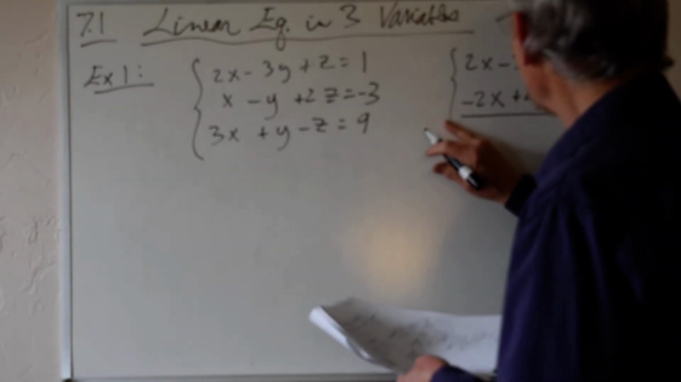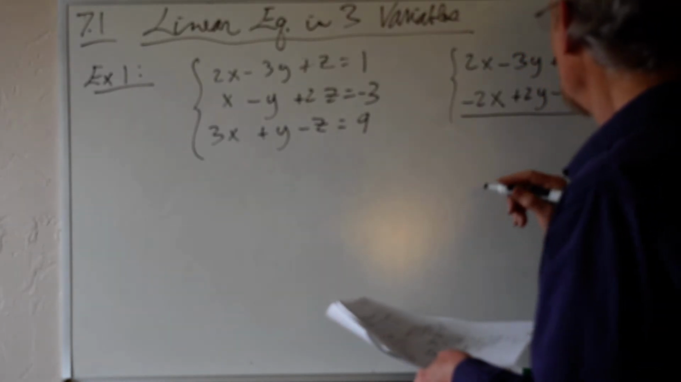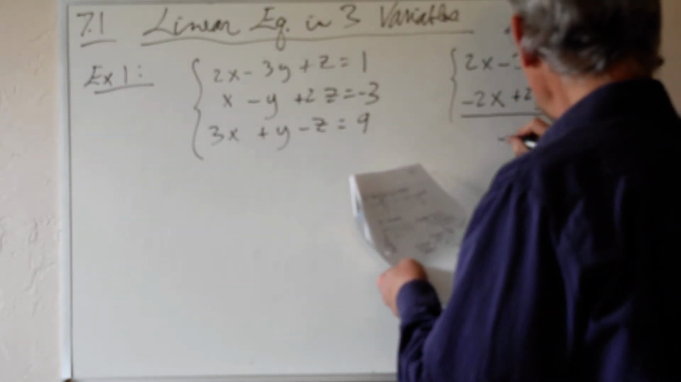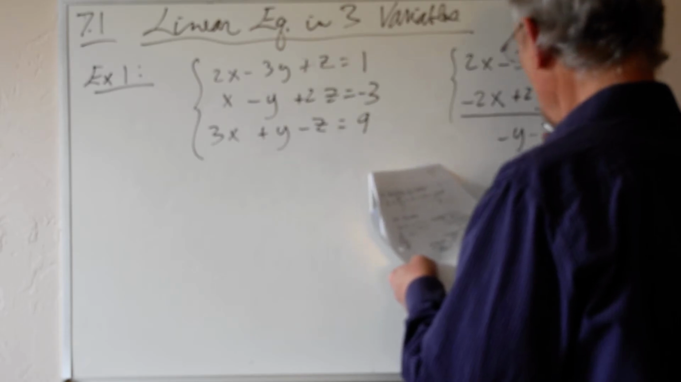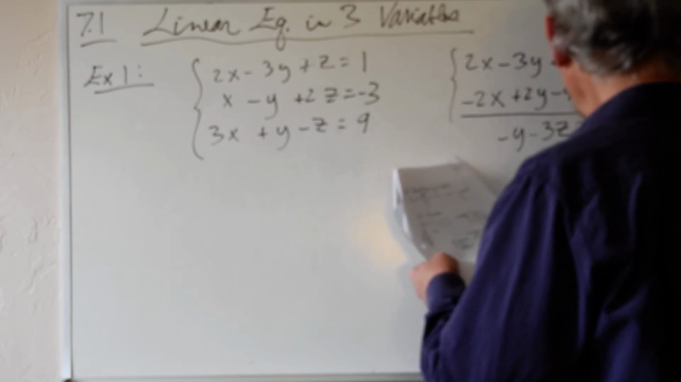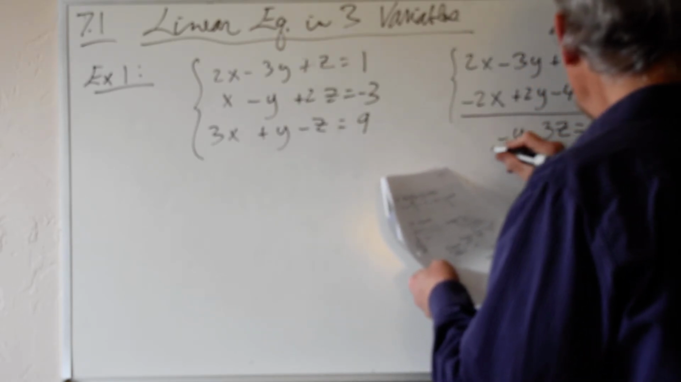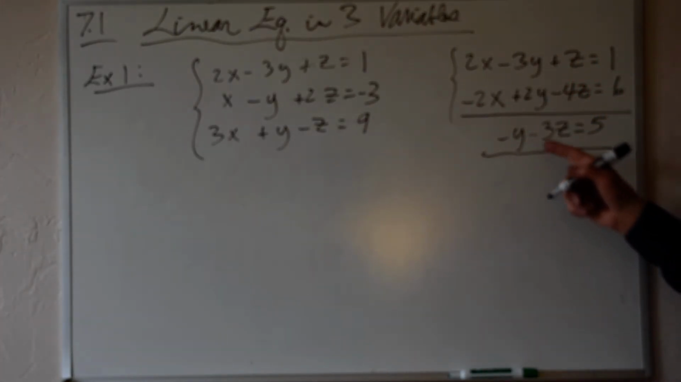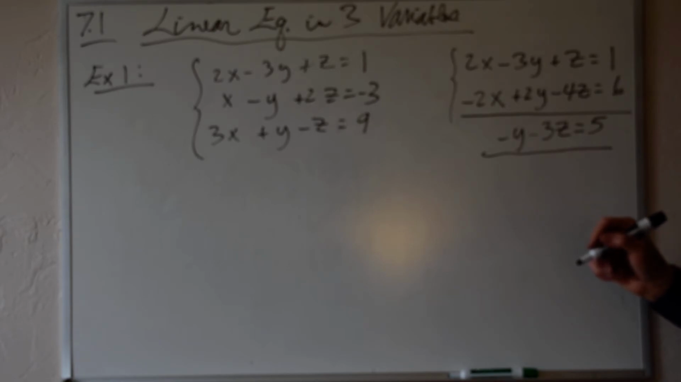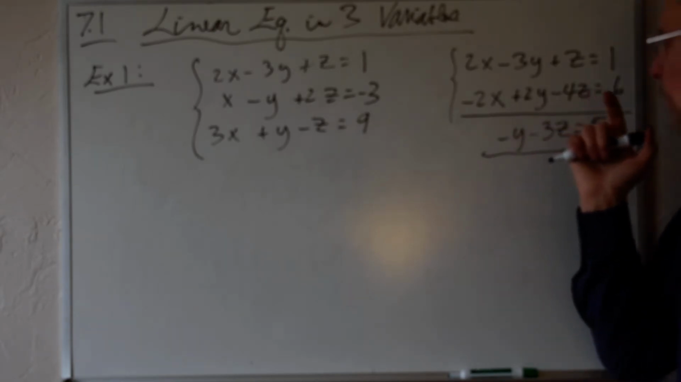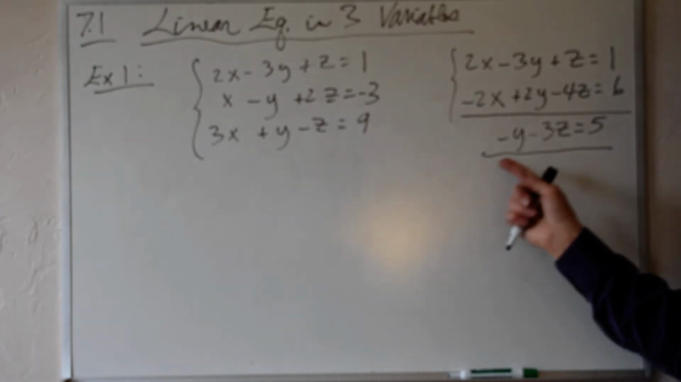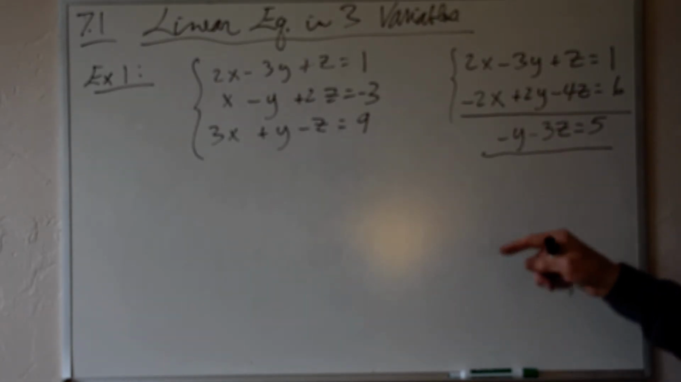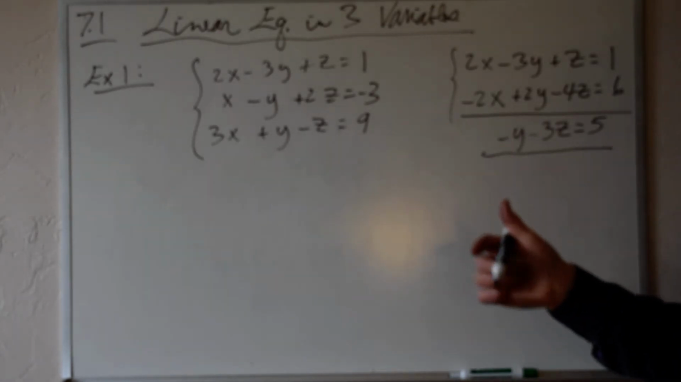And of course this is the process of elimination. We learned this a couple weeks back. I add and I get -y minus 3z equals 5. So alright, now I have an equation in just two variables, y and z. If I could get another equation with just y and z in there, then I'd have the problem that we learned how to do several weeks back, right? Two equations, two variables, we know what to do.